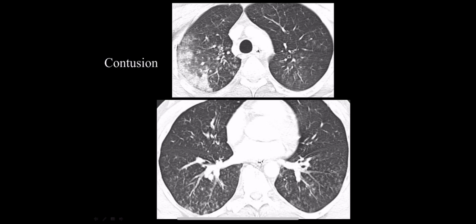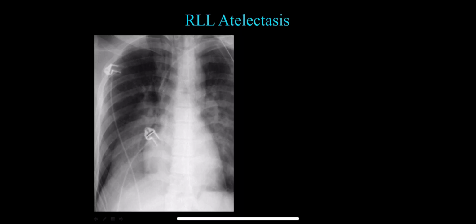In this patient, we see a classic appearance of pulmonary contusion in the periphery of the right upper lobe. However, when we look more inferiorly, there's extensive tree and bud ground glass opacification throughout both lower lobes, a pattern very characteristic of aspiration.